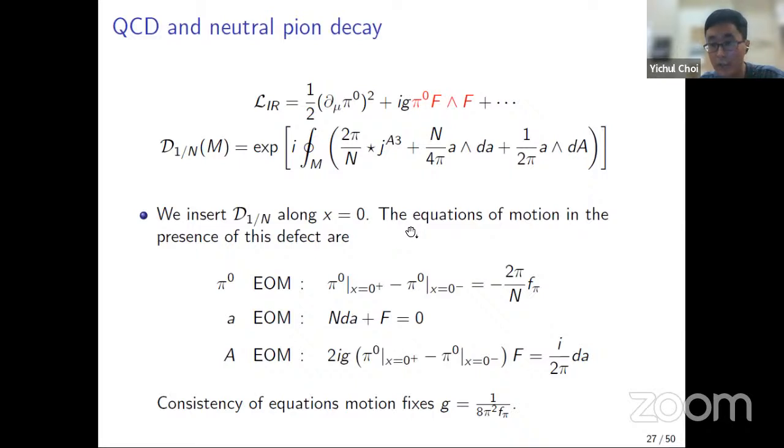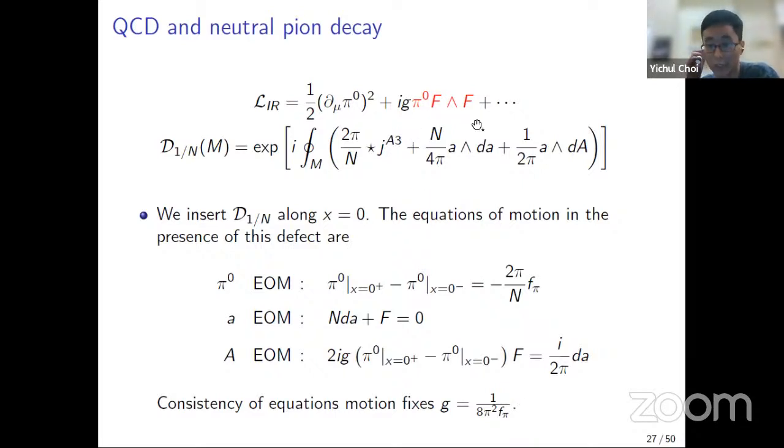Then I can derive the equations of motion that are localized on the defect, and I obtain these three equations. Briefly, since this pion field is shifted by the U(1)_A symmetry, this first term basically introduces a discontinuity of the pion field across the defect. I also have additional equations of motion coming from varying little a and big A. These three equations are consistent with each other only if the coupling constant g takes this particular value, and it turns out this is the correct value that is observed experimentally.